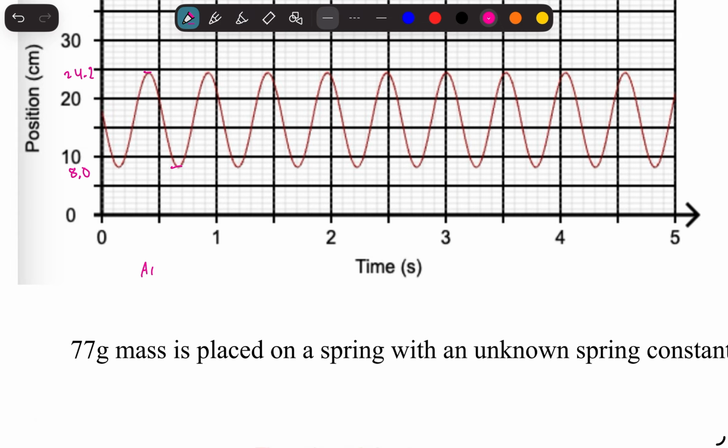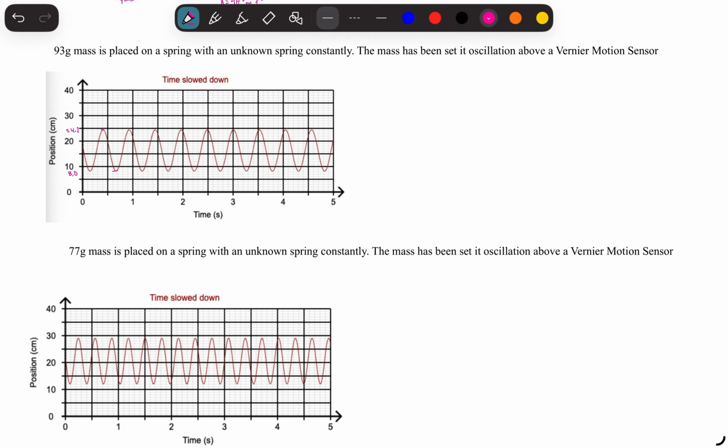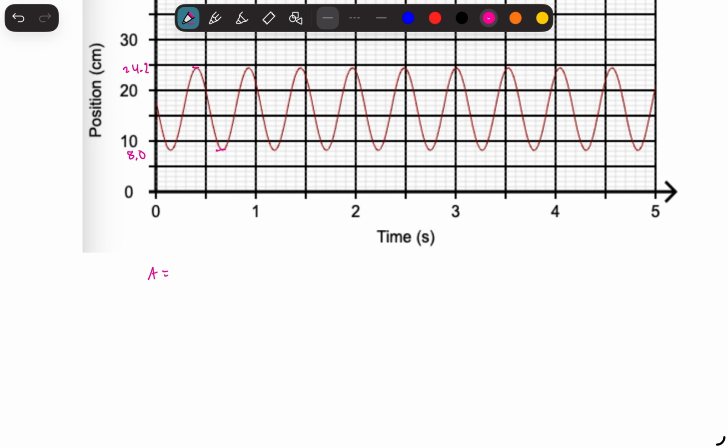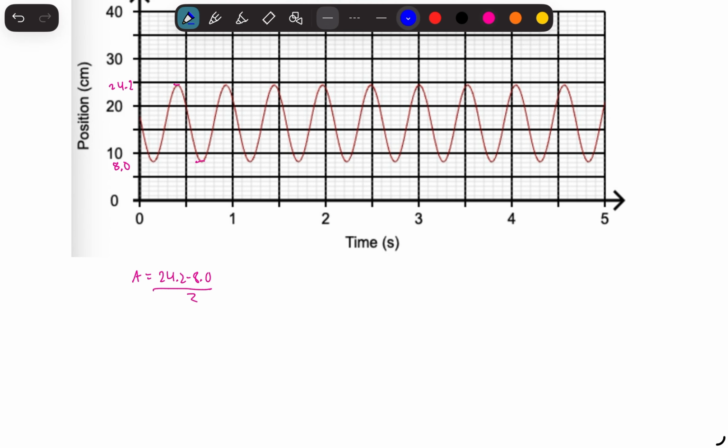Your amplitude is going to equal 24.2 minus 8.0 divided by 2, the average of that. That's your midline. Your amplitude is your distance from your midline, so that is your positive A, and this is your negative A. This expression is 16.2 divided by 2, which is 8.1.